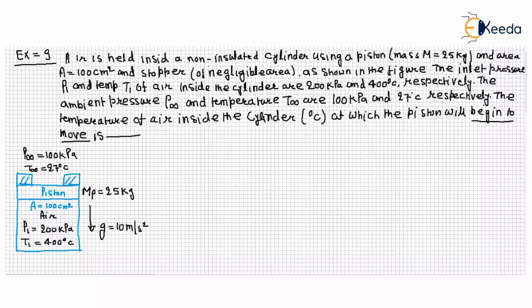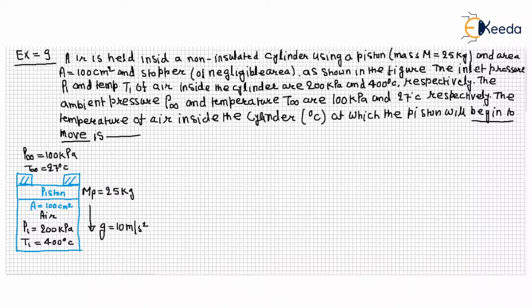Air is held inside a non-insulated cylinder. That means this is not insulated, so heat will interact between the system and the surrounding. A piston of mass 25 kg, with a cross-section area of 100 centimeter square, rests on stoppers of negligible area.